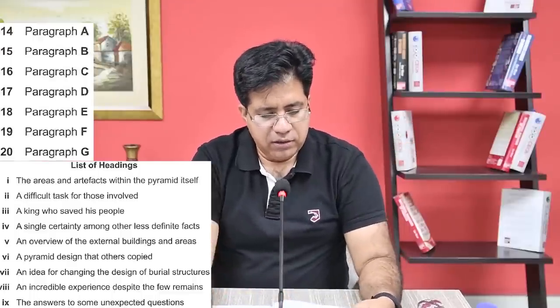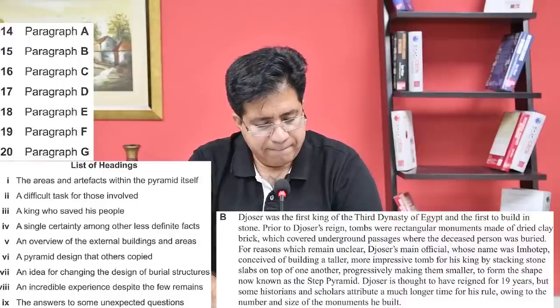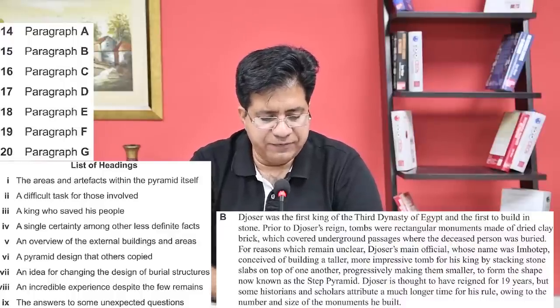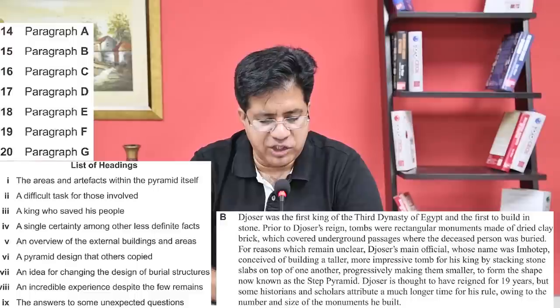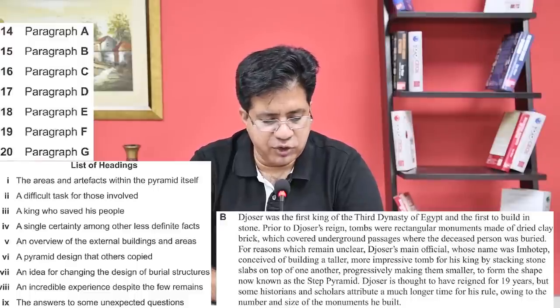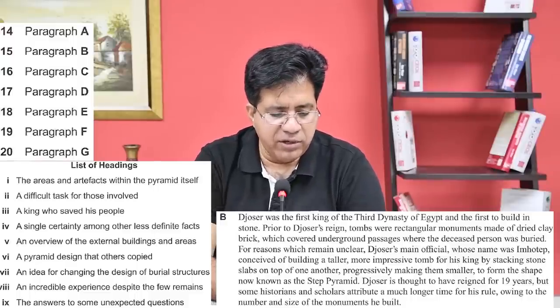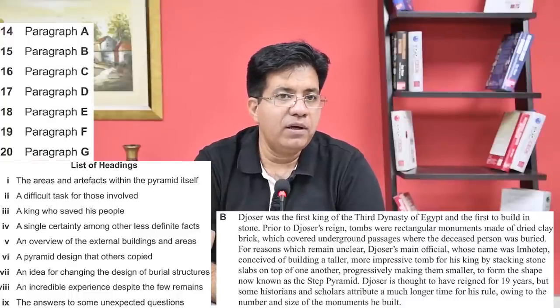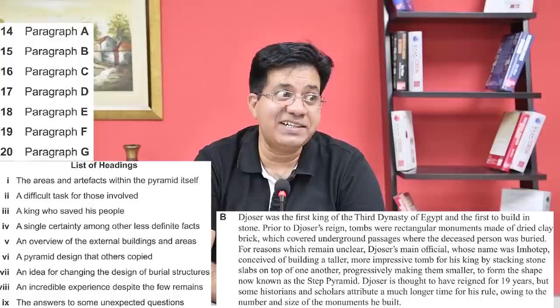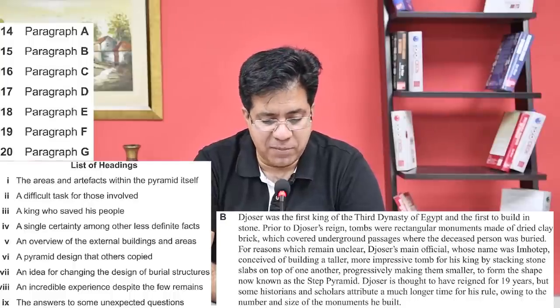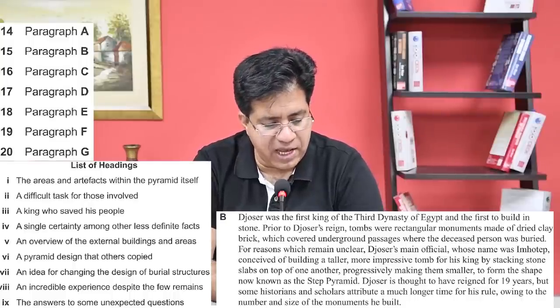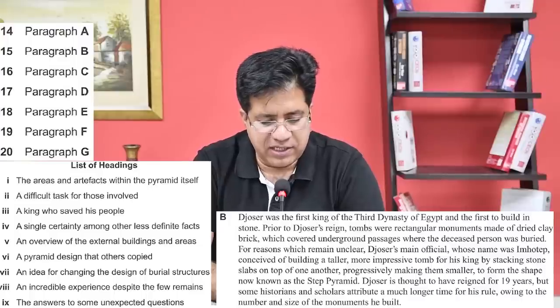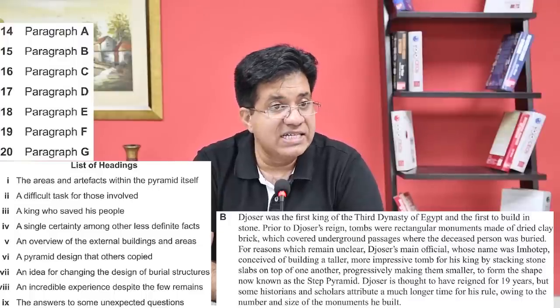Let's go on. Heading B. Okay. Djoser was the first king of the third dynasty of Egypt and the first to build in stone. Prior to Djoser's reign, tombs were rectangular. What is tomb? Burial structure. Yes. Tombs were rectangular monuments made of dried clay brick which covered an underground passage where the deceased person was buried.